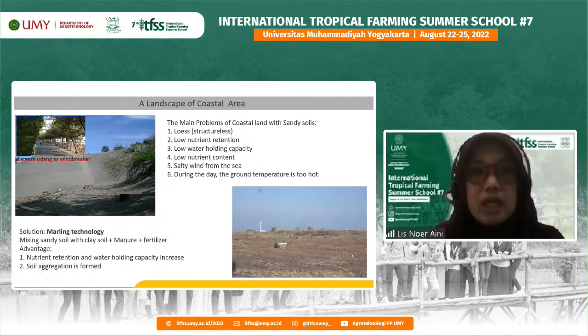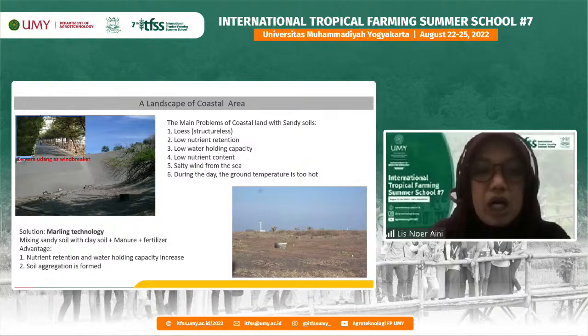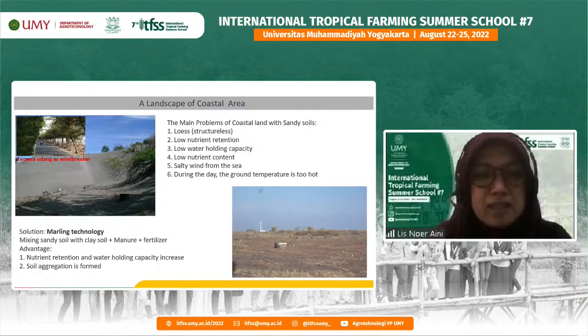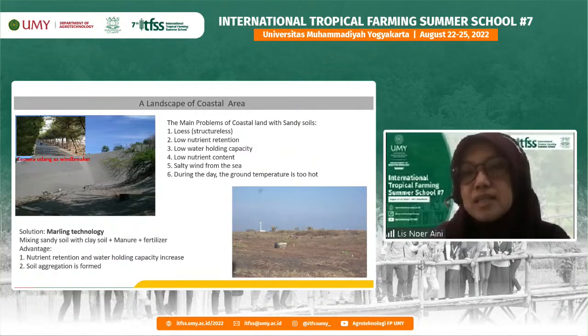The main problems of coastal land with sandy soil, first, is structural loss, which is indicated by the loose soil. The second, low nutrient retention, where the ability of the soil to exchange nutrient ions is low, and the organic matter content is low too. The third, low water holding capacity, which shows the ability of the soil to bind or hold water is low. Fourth, low nutrient content. You know that nutrients are needed for plant growth.